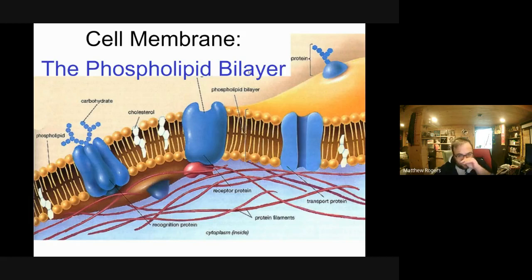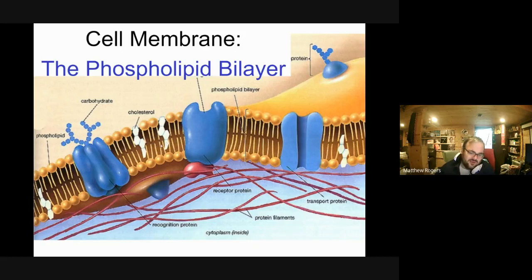Bilayer, bi means two, layer obviously means layer, okay? So phospholipid bilayer means we're going to have two layers of phospholipids. And they kind of are reverse of each other. So the tails are next to each other and the heads are outside of the layer. The heads today are polar, meaning they like water. The tails are going to be nonpolar.